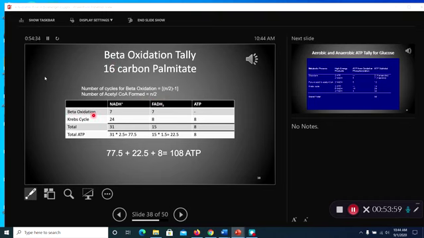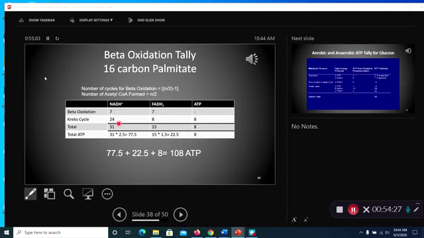Okay, so let's look at this. With beta oxidation, each turn of beta oxidation, I get 1 NADH and 1 FADH. Because beta oxidation has 7 cycles, and I calculated it using this short equation here, I'll end up getting 7 NADH, 7 FADH, no direct ATP from beta oxidation. That's actually a good test question.